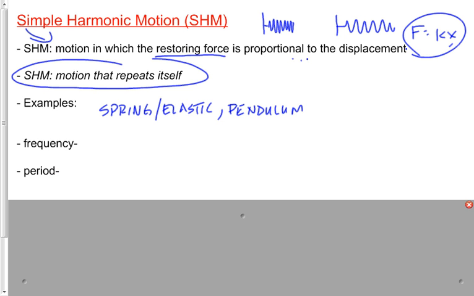We talked about two more terms, two terms that aren't new, but were new to us in the context of simple harmonic motion. Frequency and period. Frequency, if you remember from our circular motion unit, was the number of revolutions per second, or in this case, we just simply say the number of cycles per unit time.